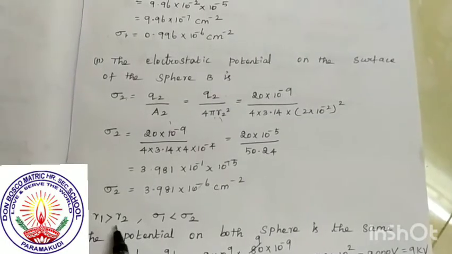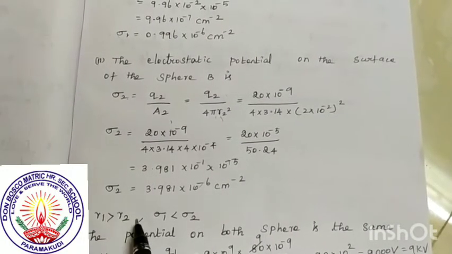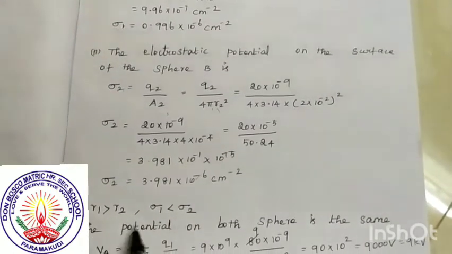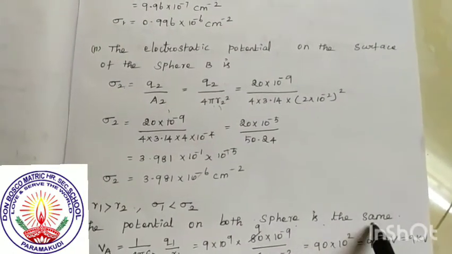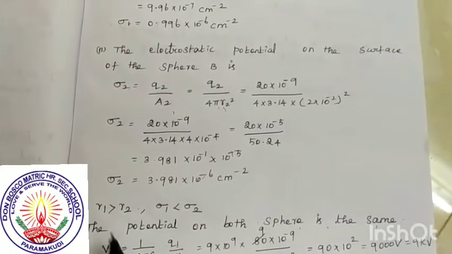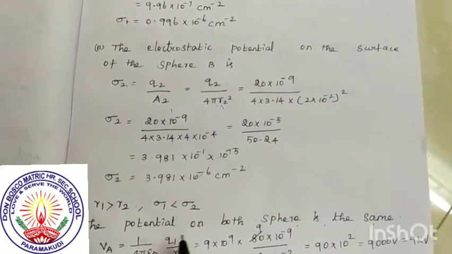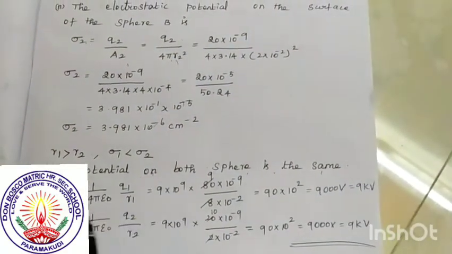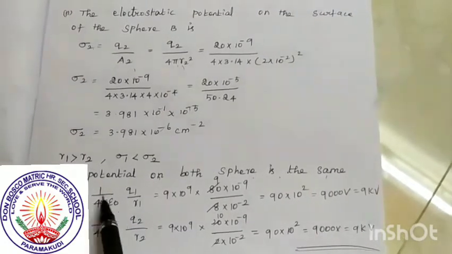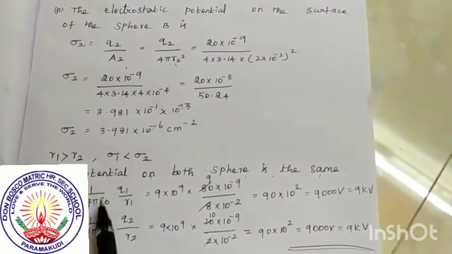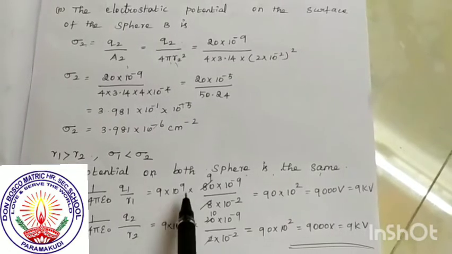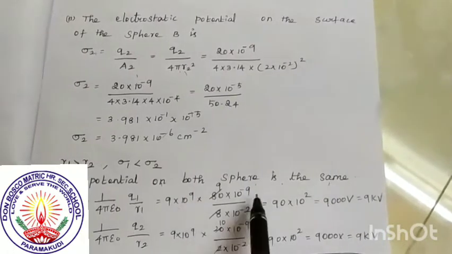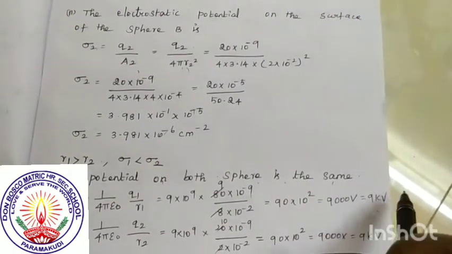So the radius R1 is greater than R2, and sigma 1 is less than sigma 2. The potential on both the spheres is the same. If you calculate it for any one of the spheres, they will have put it in your book. So let me tell you how to calculate it. For the first sphere, we write the potential formula. 1 by 4 pi epsilon naught is considered 9 into 10 to the power 9, and Q1 by R1 we already know. Substitute, we get the answer 9 kilovolt.